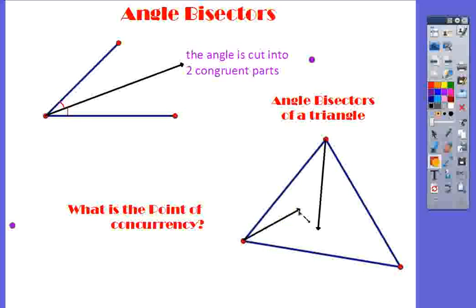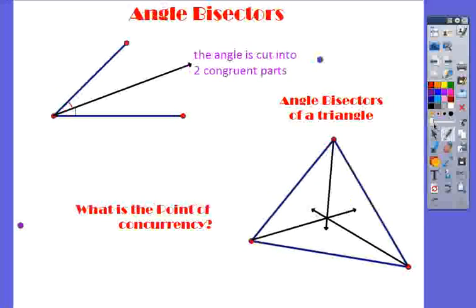So I just drew my first angle bisector, and here I'm drawing my second, and here is my third. Notice that they're all intersecting at one point. This is what we call the point of concurrency, which for the angle bisectors is called the incenter.